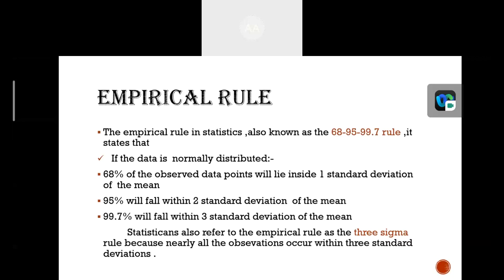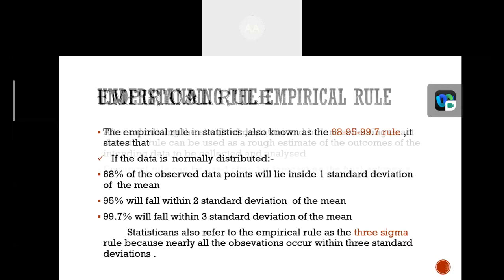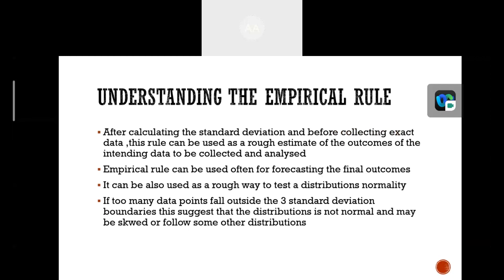That is the 68, 95, and 99.7%. Understanding the empirical rule: after calculating the standard deviation, we all know about standard deviation and mean. This concept is covered under descriptive statistics. And before collecting the exact data, we can use this empirical rule to make a rough estimate of the outcomes of the impending data that we have to analyze and collect.